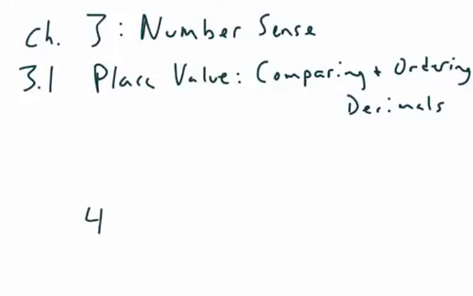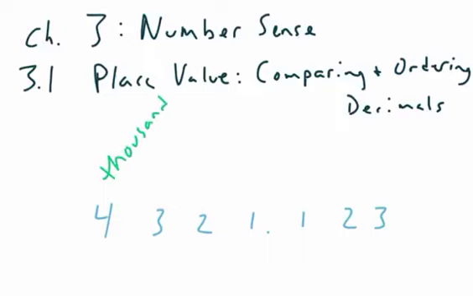Here's what I would do. I would skip a couple lines and do like a 4, 3, 2, 1, kind of spaced out, 1, 2, 3. We're going to want you to know the names of some different places. So the 4 is going to be in the thousands place. It'd be 4,000 if you were to say this number. So 4 is in the thousands place.